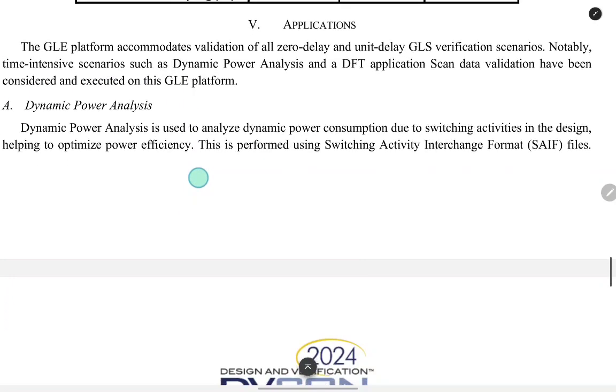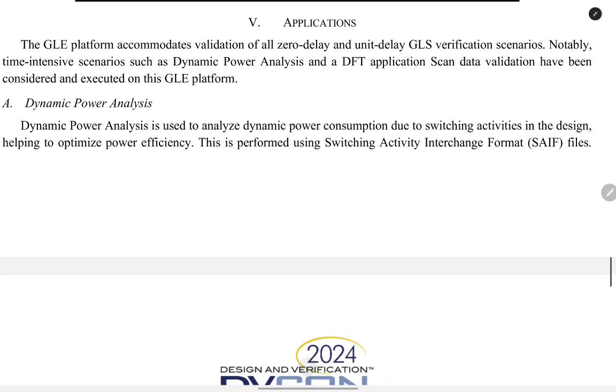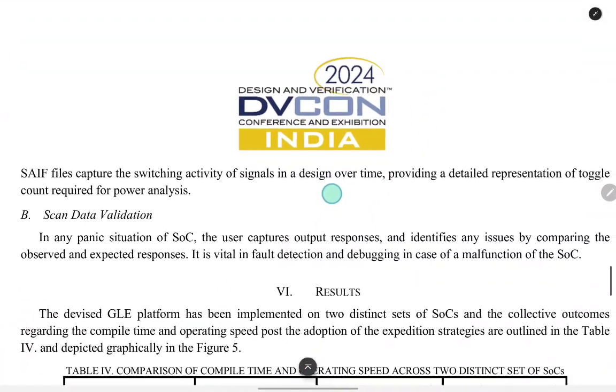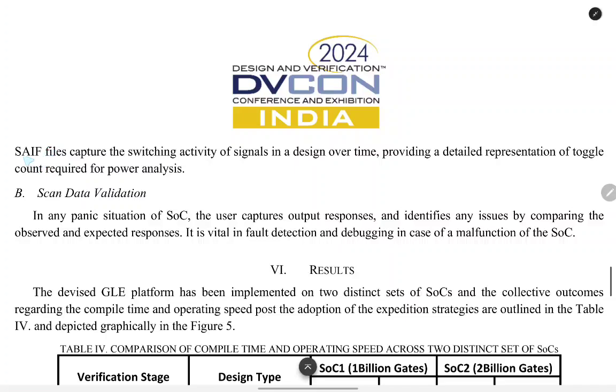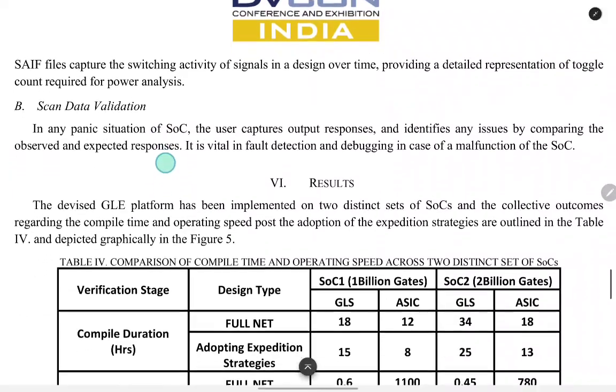this GLE platform. A. Dynamic power analysis. Dynamic power analysis is used to analyze dynamic power consumption due to switching activities in the design, helping to optimize the power efficiency. This is performed using Switching Activity Interchange Format, SAIF, files. SAIF files capture the switching activities of the signals in the design over time, providing a detailed representation of the toggle count required for power analysis.